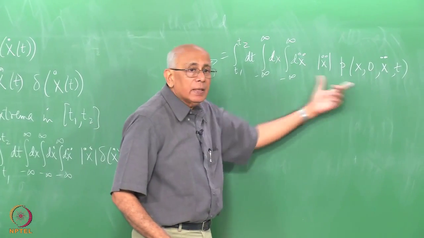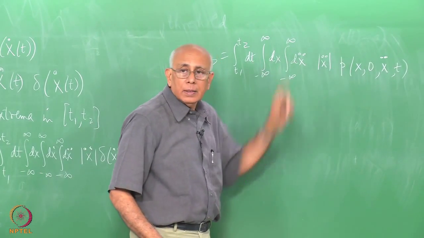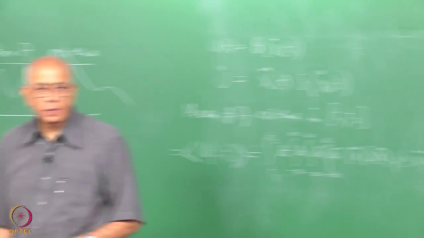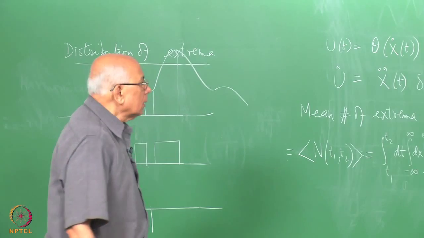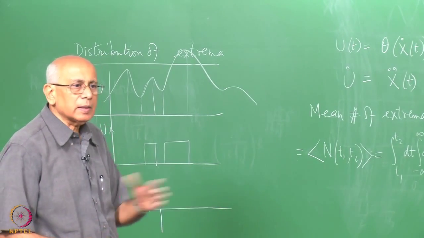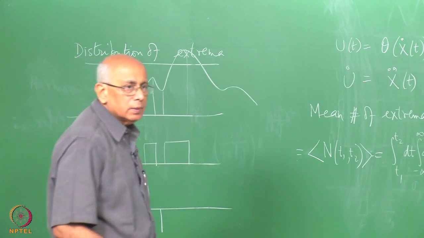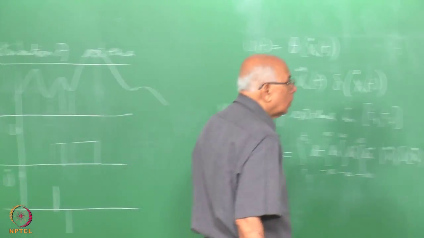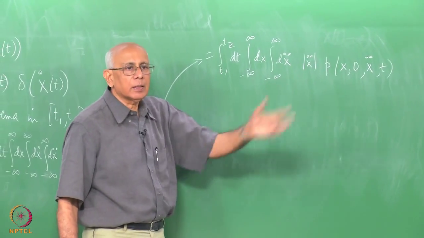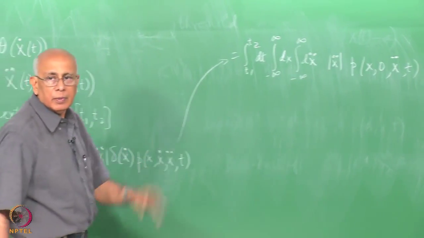So this full integral now gives you the rate at which the extrema occur. And as before, if you assign a sign to x double dot, we would be able to tell the maxima from the minima. All you have to do is ask when this is positive or negative, and then you can separate the maxima from the minima.